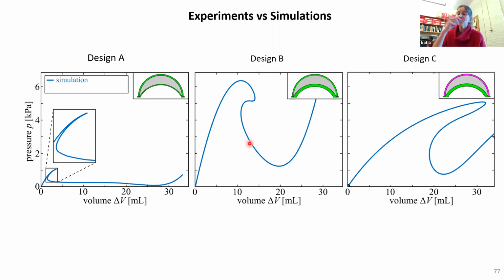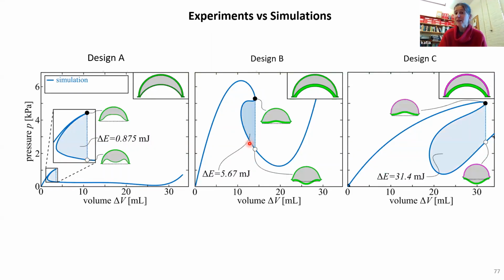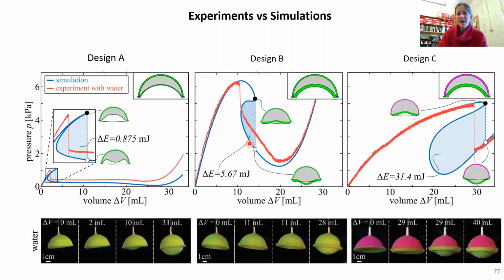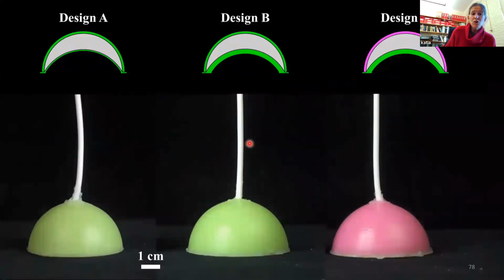The idea is that when it snaps, we don't need to move volume around. This is going to be fast. And we're also going to see that there is a release of energy. Then we can fabricate in the lab, and we see good agreement between the finite element and the experiments. And then we can go and test them.